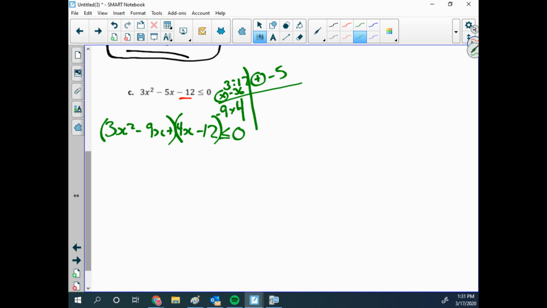And I need to go find my x-intercept. So I'll put brackets around the first 2 terms, last 2 terms, and divide out a GCF. So taking a GCF out of here, which is 3x. 3x squared divided by 3x is x. And 9x divided by 3x is going to give me a negative 3. Same thing in the next set of brackets. My GCF would be a 4, and divide each term by the GCF. So 4x divided by 4 is x. And negative 12 divided by 4 is negative 3.